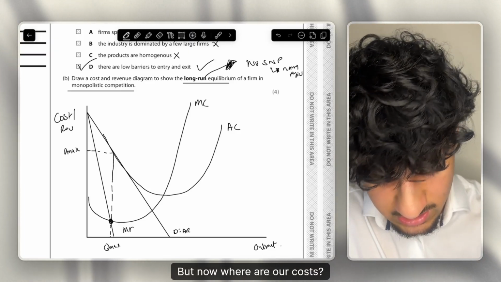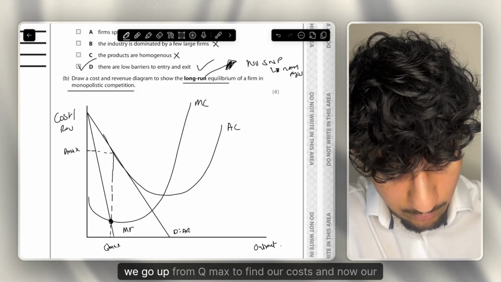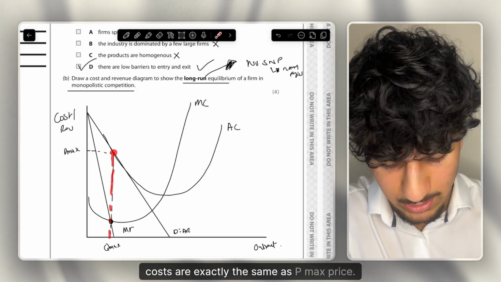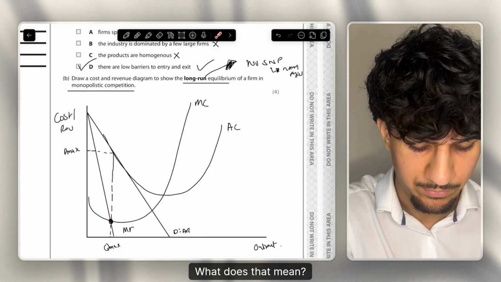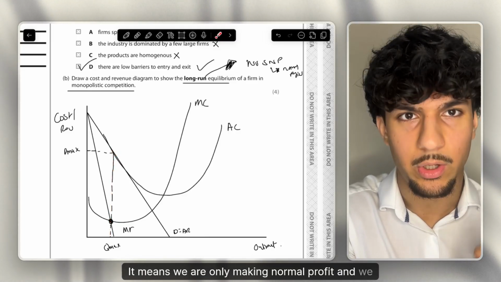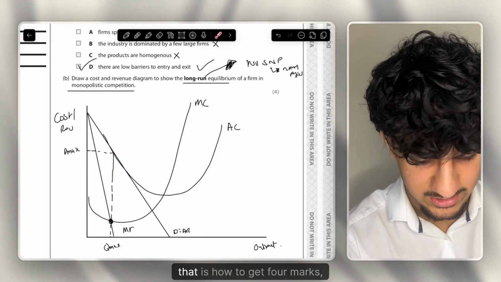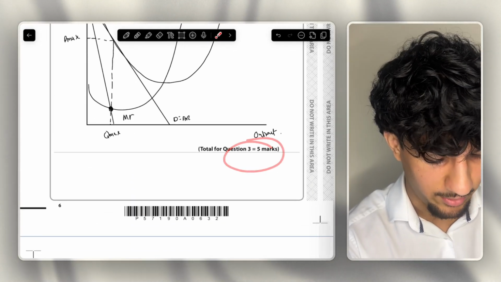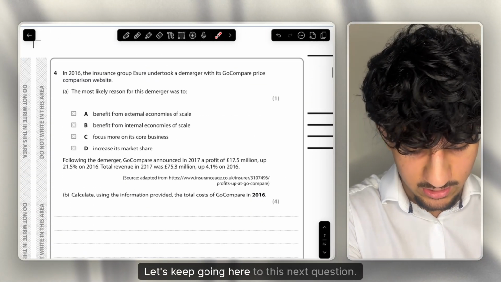But now where are our costs? Of course, we go up from Q max to find our costs, and now our costs are exactly the same as P max price. Therefore, what does that mean? It means we are only making normal profit and we are making no supernormal profit. And yeah, that is how to get 4 marks there, and that's a very easy another question. So 5 out of 5 there. And let's keep going here to this next question.